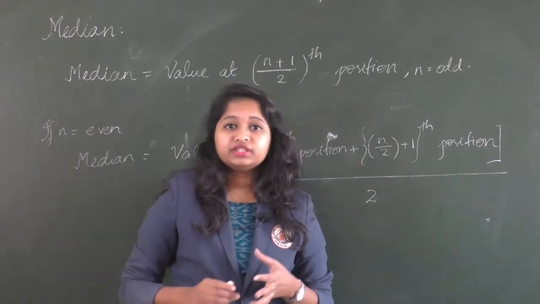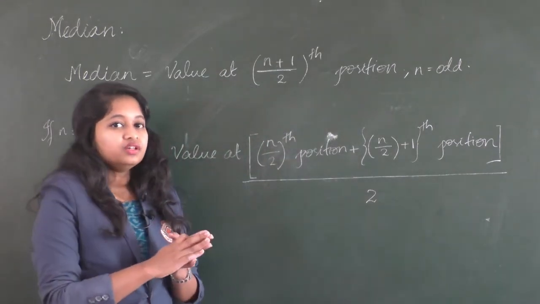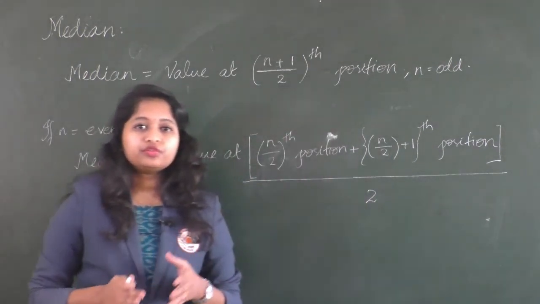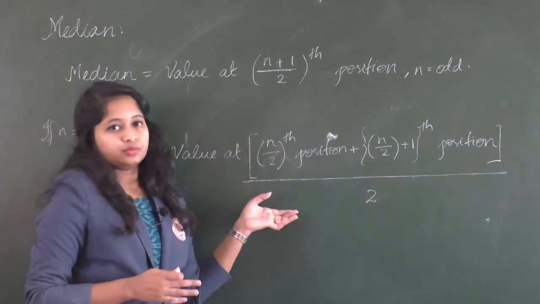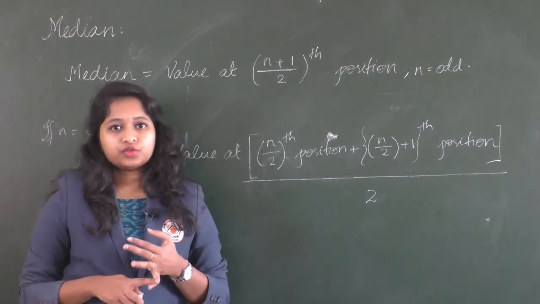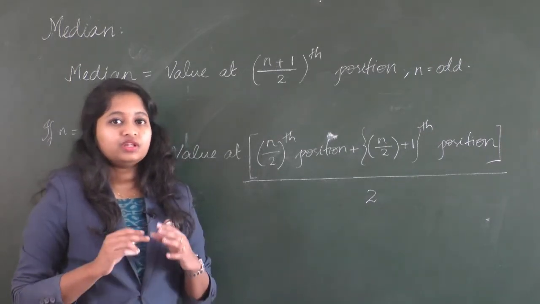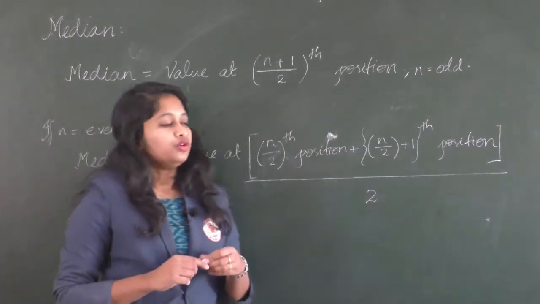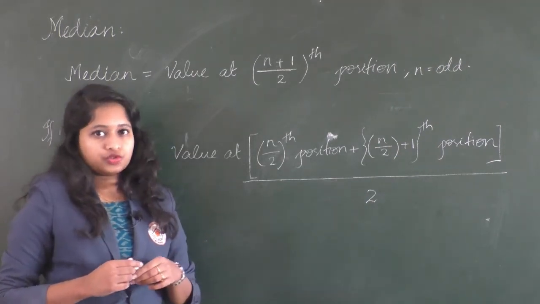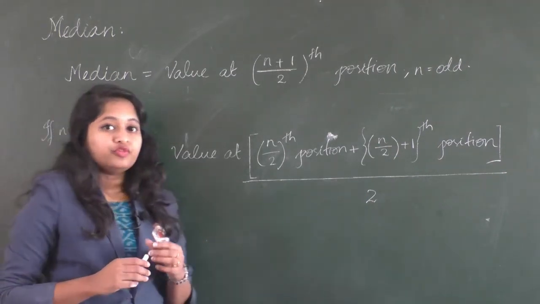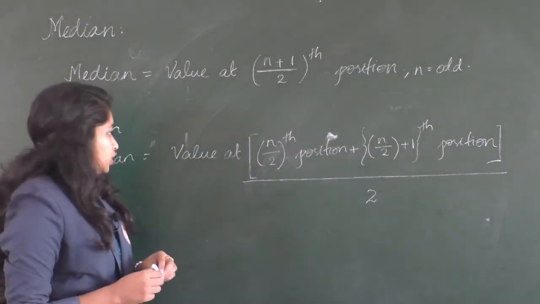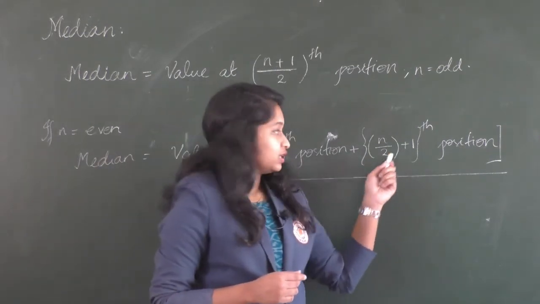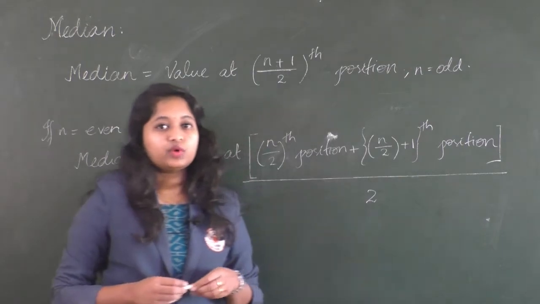So, median is the middle value which occurs when the data is arranged in ascending order or descending order. Okay? So, in order to find the median, we have two formulas. That means, when the number of observations is odd and even. So, when n is odd, then median is equal to value occurring at n plus 1 by 2th position. Okay? And when n is even, median is equal to value occurring at n by 2th position plus n by 2 plus 1th position divided by 2.